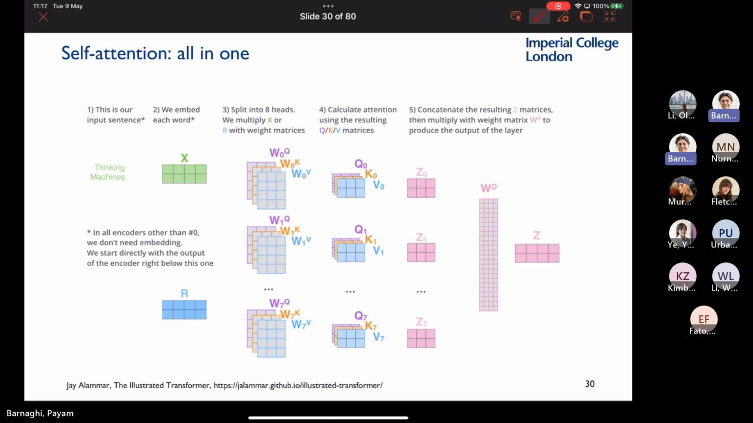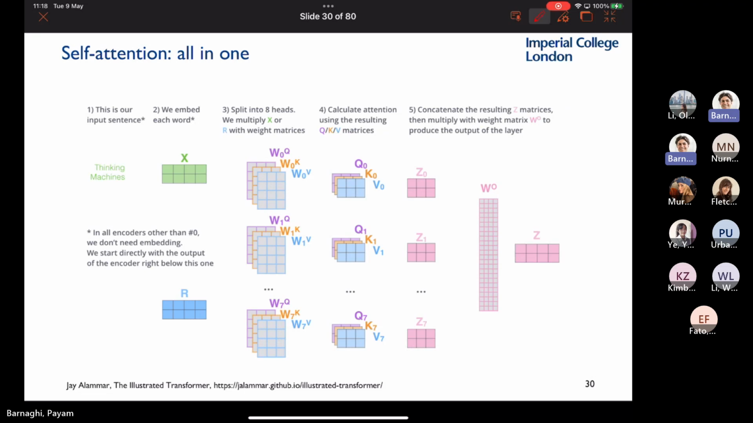All in one. By the way, Jay Alammar has a very interesting tutorial on this. I looked at it and it's very visual. I've referenced some of these from his tutorial. Again, if you want a better explanation, you can look at that as well.